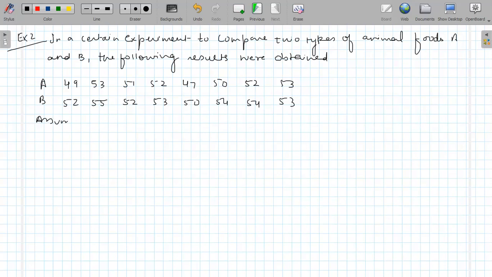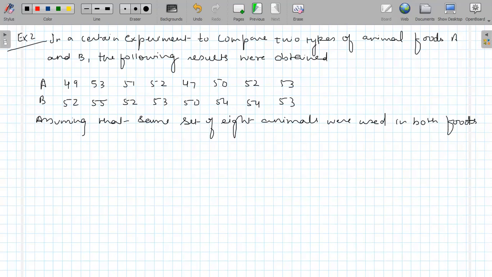Assuming that same set of 8 animals were used in both foods, can we conclude that food B is better than food A?